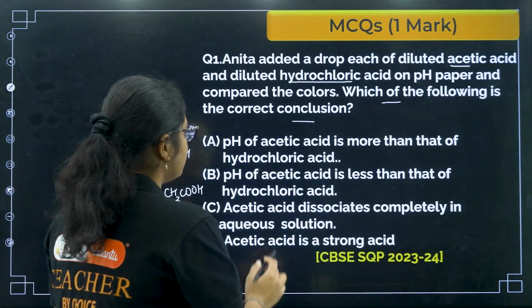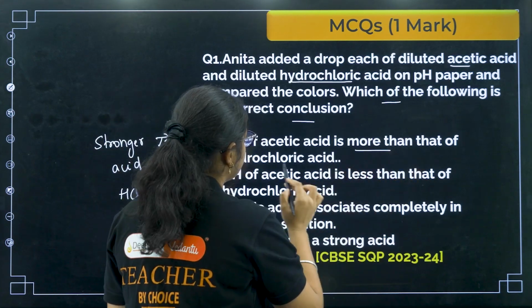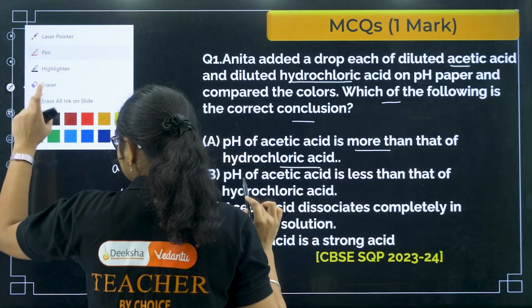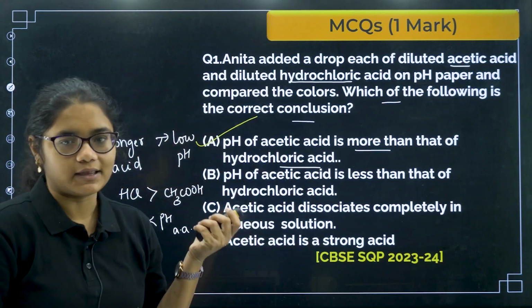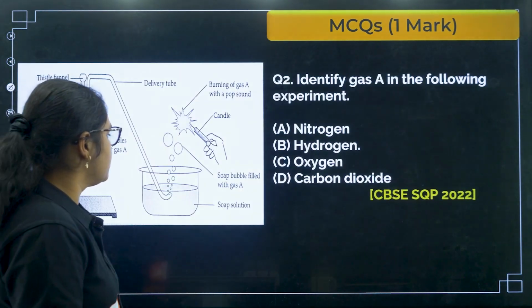Okay, so let us see. pH of acetic acid is more than that of hydrochloric acid. Yes, that is correct, because it is a weak acid. So the correct answer will be option number A here. Okay, next you can see this one.